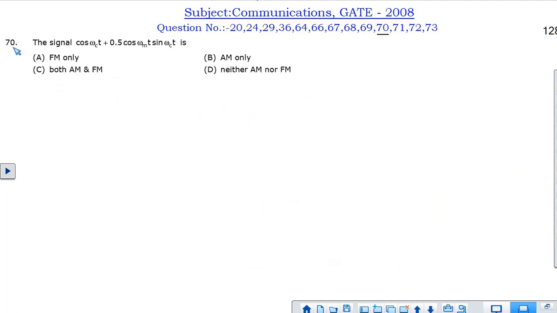Next question is question number 70. The signal cos omega ct plus 0.5 cos omega mt sin omega ct is, whether it is FM only, AM only, both AM and FM, or neither AM nor FM, that we have to see. First we can write the amplitude modulated signal, that is the generalized expression, as Ac into 1 plus Am by Ac cos omega mt into cos omega ct.